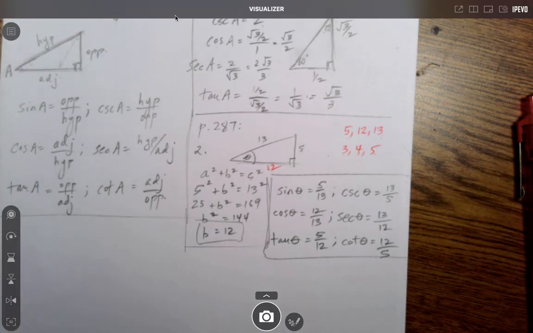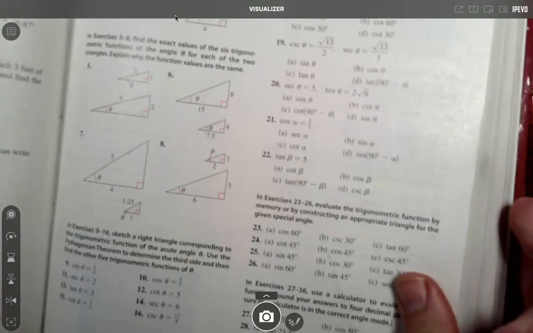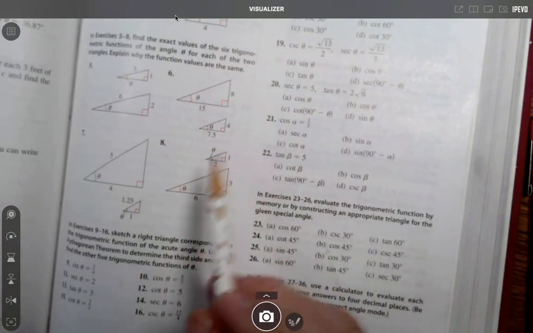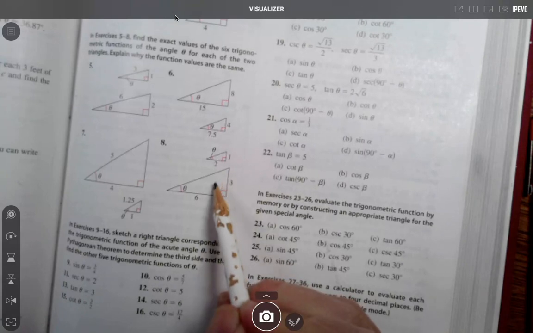Let's look at another problem. And that's how you do problems 1 through 4. Okay, in the next section here, we'll do problem 8. There's 2 problems.